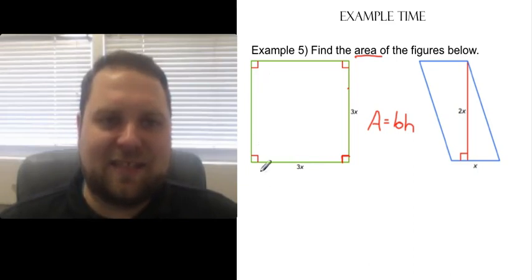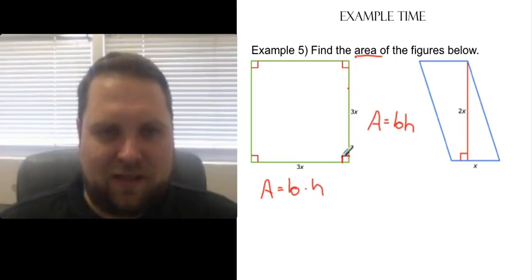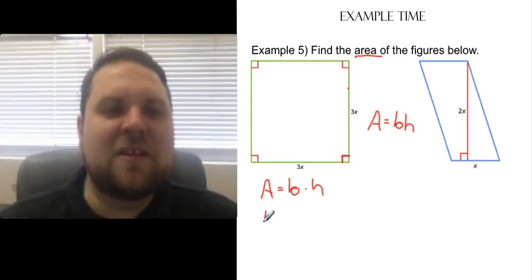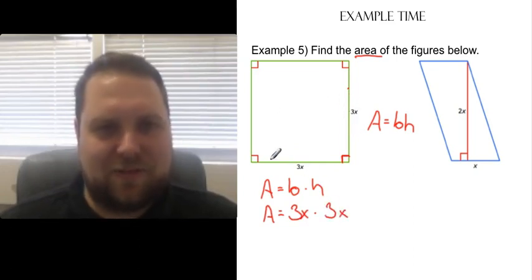So in this case, to find the area, it's base times height, and it doesn't matter which one you call which, as long as they're perpendicular to each other, as represented by this little square. So in this case, the area is going to be 3x times 3x. Notice I'm multiplying as opposed to finding perimeter where I added. And so my area is going to be 3 times 3 is 9. X to the first times x to the first, 1 plus 1 is 2. So my area is 9x squared.